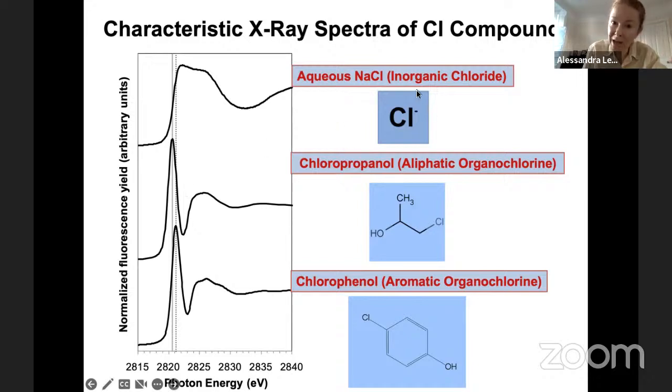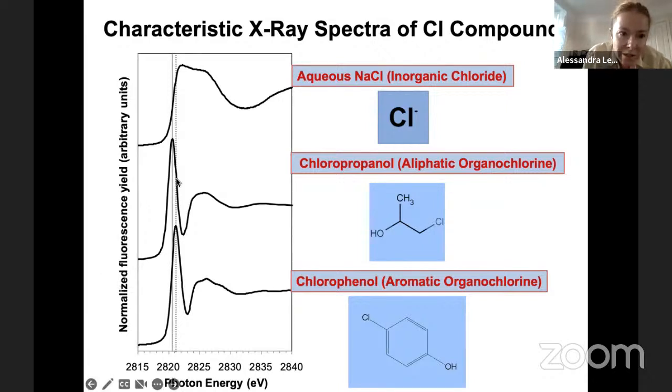not only between inorganic and organic forms of chlorine, but also we can tell the difference between aliphatic and aromatic forms of organochlorine. So looking at this spectra, the inorganic chloride, because there's no covalent bond with chlorine and any other atom, has this kind of wide, broad spectrum. But when you have the presence of that carbon-chlorine covalent bond, you get this very discrete transition. And that corresponds to the transition of the 1s electron up to empty pi star and sigma star molecular orbitals associated with that covalent bond.